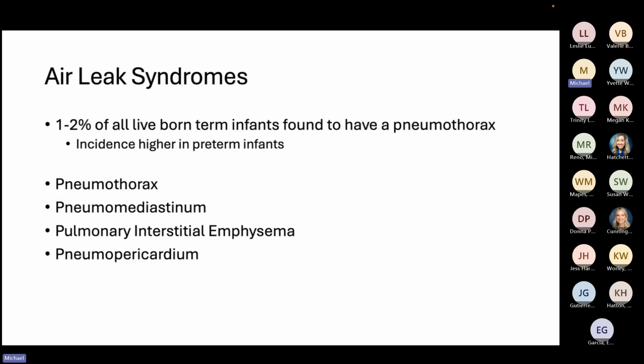And so that leads us to air leak syndromes. So 1 to 2% of all live-born infants are affected, and the vast majority of them have mild symptoms. And your air leak syndromes include pneumothorax, pneumomediastinum, and interstitial emphysema, which is really more a disease of very premature infants.